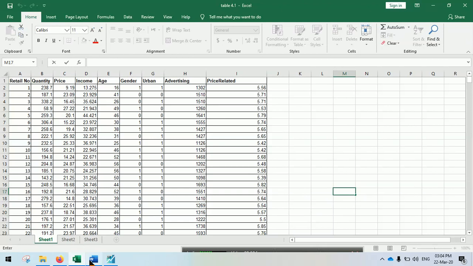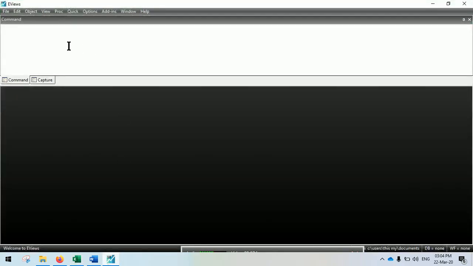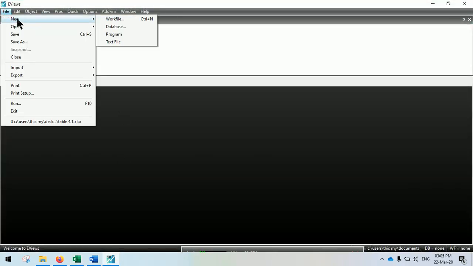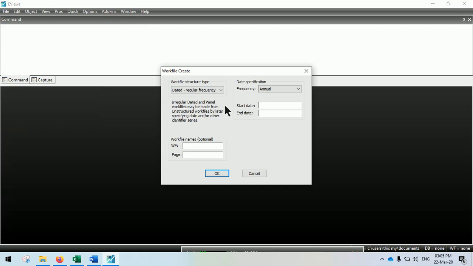So we go to EViews. We start a new workfile. Here EViews has three choices or categories. The first is unstructured and undated, where in our case we have only one period of time, but we have so many observations, or so many stores.